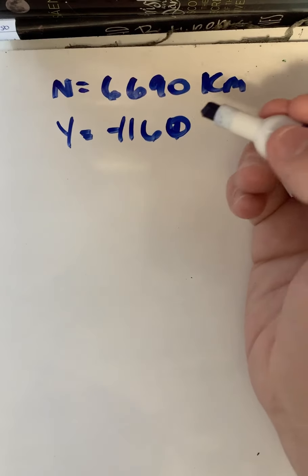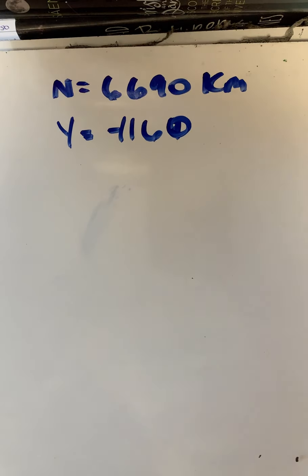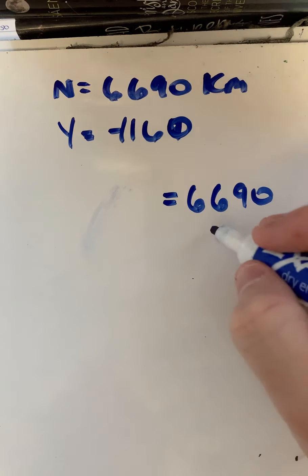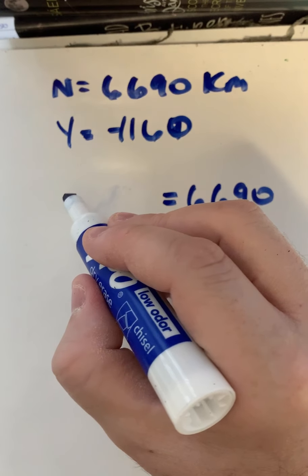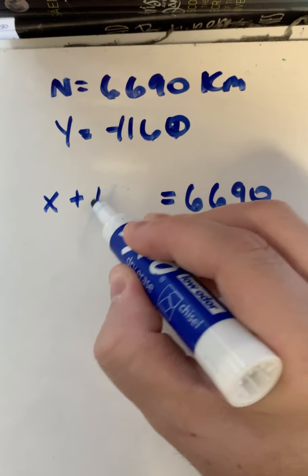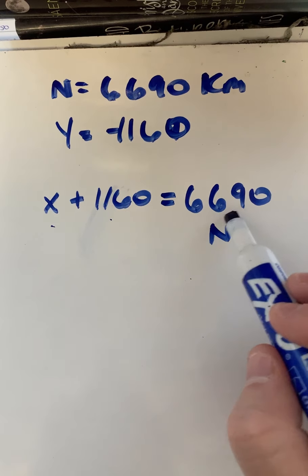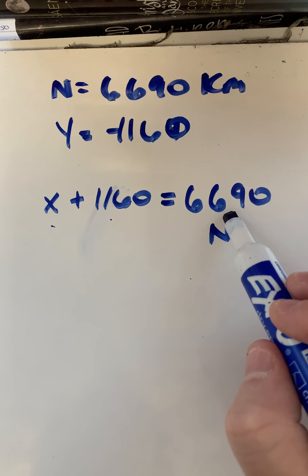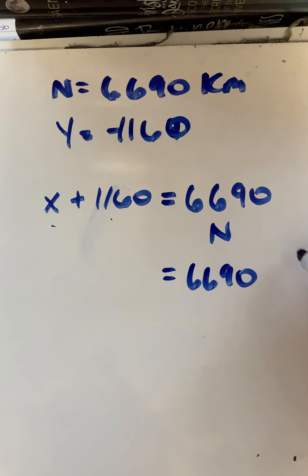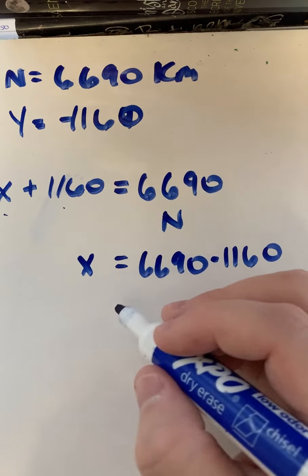So you know that the Nile is going to be your total, right? So you're going to work backwards. You're going to say, okay, 6,690 is the total for the Nile. The Yangtze is a certain number plus 1,160 that will equal the Nile, right? So the Yangtze plus 1,160 equals the Nile. So you could just say this, 6,690 minus 1,160 equals the Yangtze River.